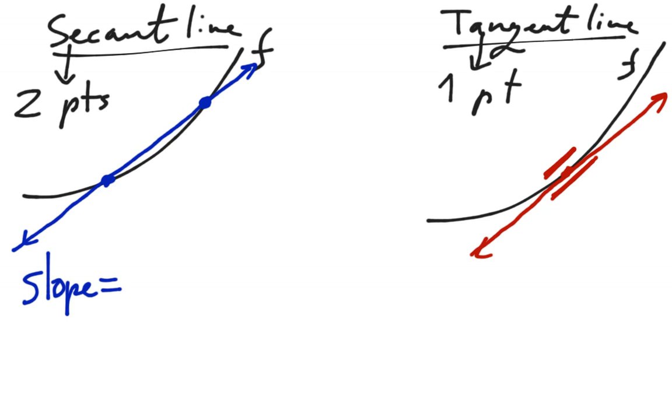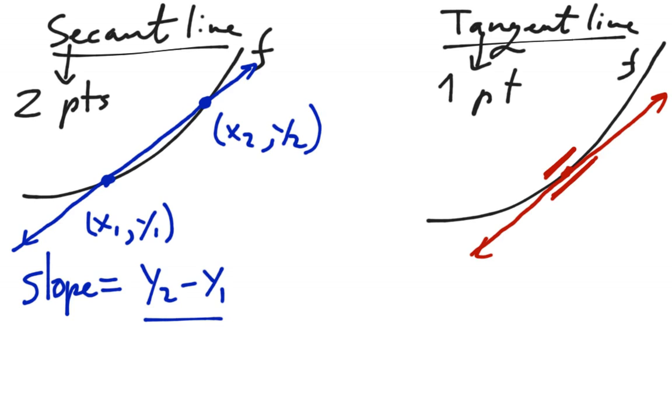Let's talk about slope. For a secant line, this is what we're used to. We have 2 points. Let's label them. Traditional labeling is x1, y1, x2, y2. And now to find the slope, we just do the basic difference quotient: y2 minus y1 over x2 minus x1. And this idea is really getting at the change in y over the change in x.